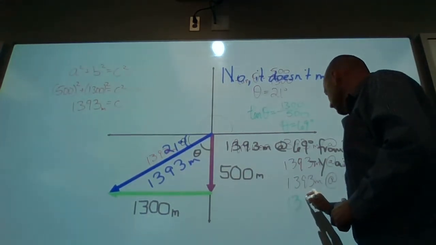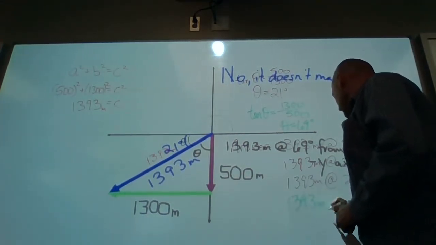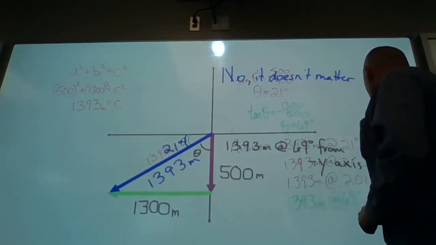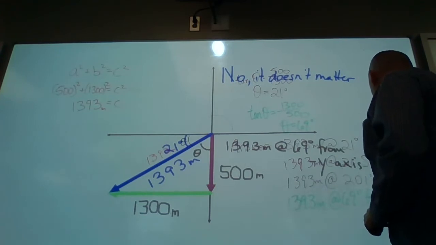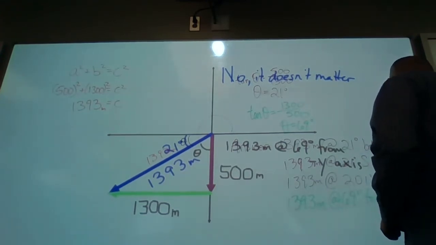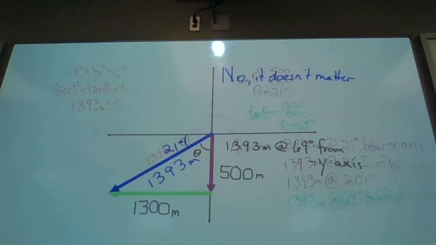So you could say 1,393 meters at 69 degrees to the left of negative y-axis is also a valid answer, or 69 degrees west of south. Good with that? Questions there?